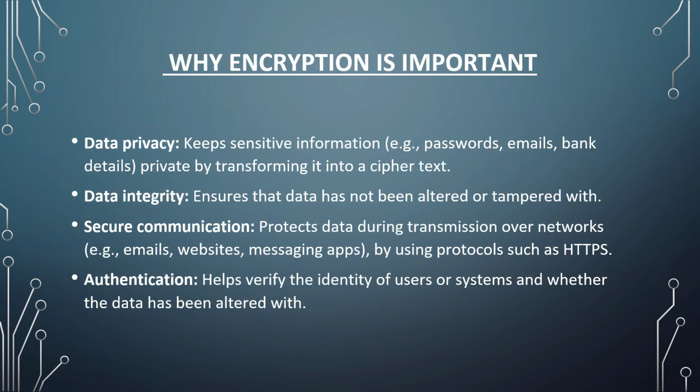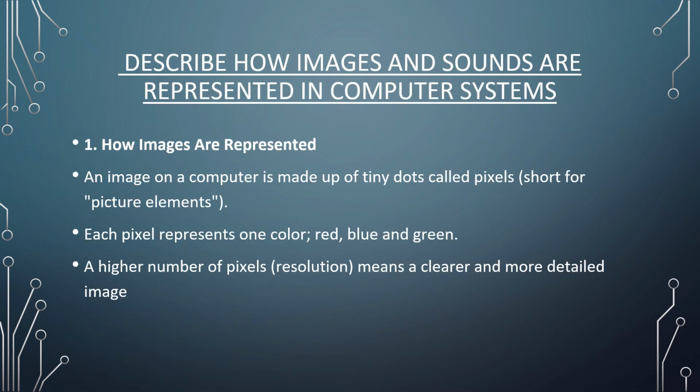Encryption is important, one, because of data privacy. It keeps sensitive information such as passwords, emails, and bank details private by transforming it into a ciphertext. Data integrity ensures that data has not been altered or tampered with. It secures communication. It protects data during transmission over networks, e.g. emails, websites, and messaging apps, by using protocols such as HTTPS. Authentication helps with identifying users or systems and whether the data has been altered. On this slide, we'll be seeing how images and sounds are represented in computer systems.